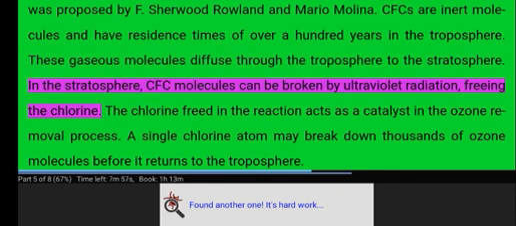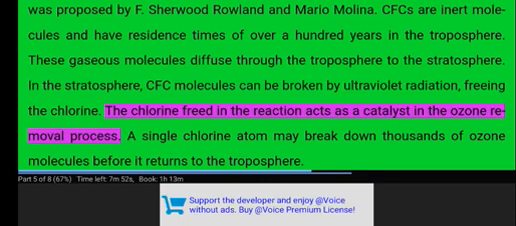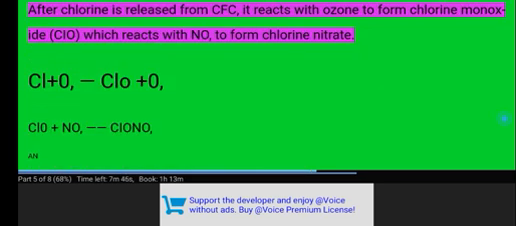In the stratosphere, CFC molecules can be broken by ultraviolet radiation, freeing the chlorine. The chlorine freed in the reaction acts as a catalyst in the ozone removal process. A single chlorine atom may break down thousands of ozone molecules before it returns to the troposphere. After chlorine is released from CFC, it reacts with ozone to form chlorine monoxide, ClO, which reacts with NO2 to form chlorine nitrate. Cl plus O3 gives ClO plus O2. ClO plus NO2 gives ClONO2.